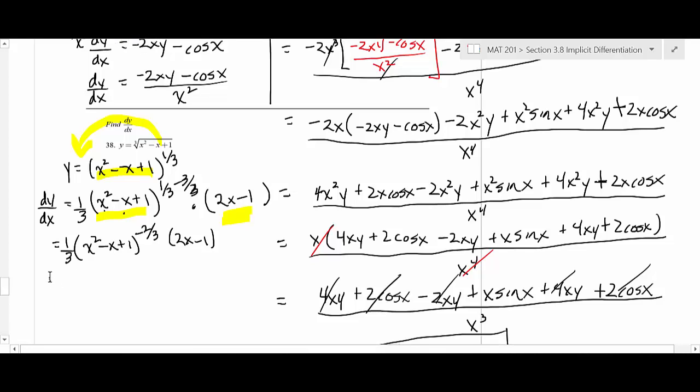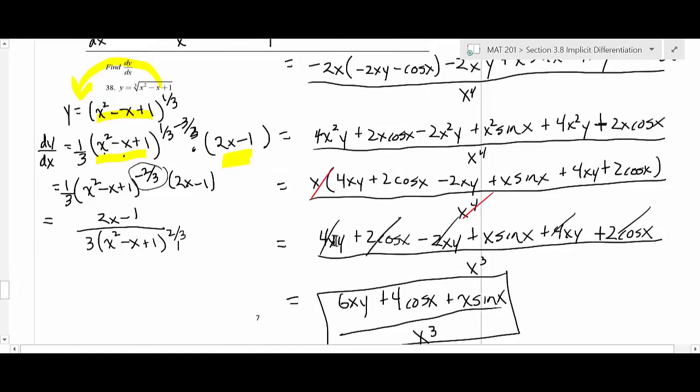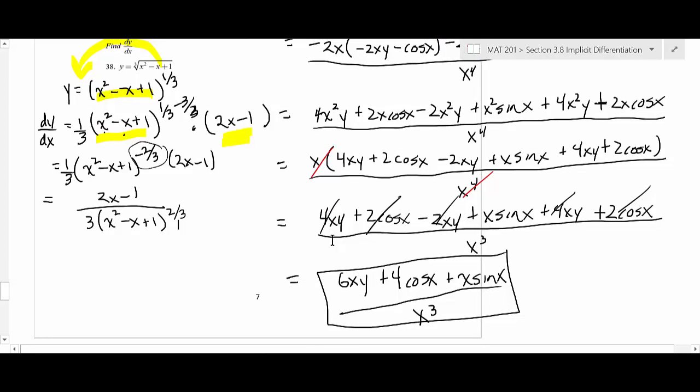Now, what we want to do from here is, that's a negative exponent, so it's a good idea to go ahead and bring that down to the bottom. So I'm going to have just a 3 down in the bottom. And then this whole thing is going to become (x squared minus x plus 1) to the 2/3 power. Then you can change it back into a cube root.